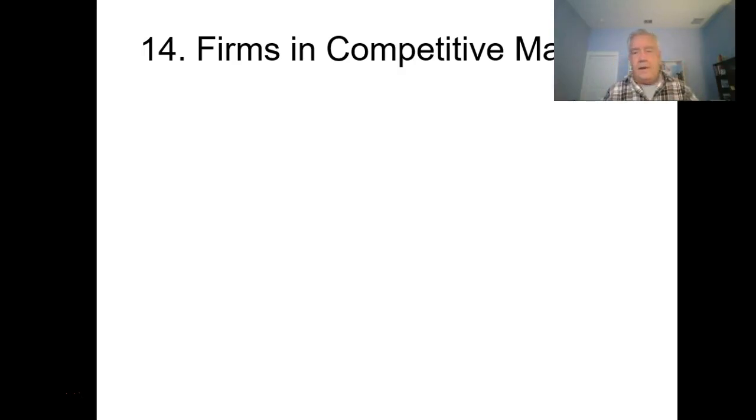What we want to cover today are the two chapters in the book, 14 and 15. 14 deals with firms in competitive markets. And as I said in class, or if I didn't, I'll tell you again, in a competitive market, the demand curve is horizontal. There are many firms and many buyers in that marketplace. So whatever firm is in that marketplace, they have to accept the price that's out there.